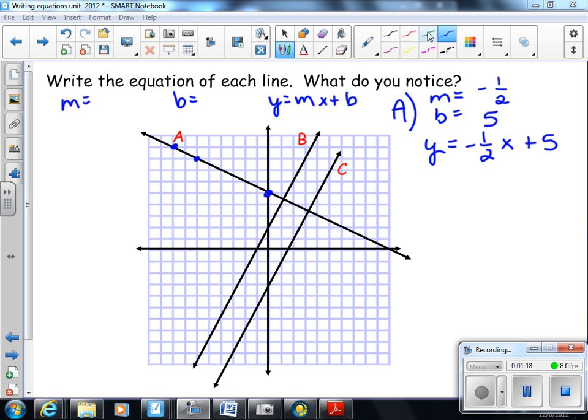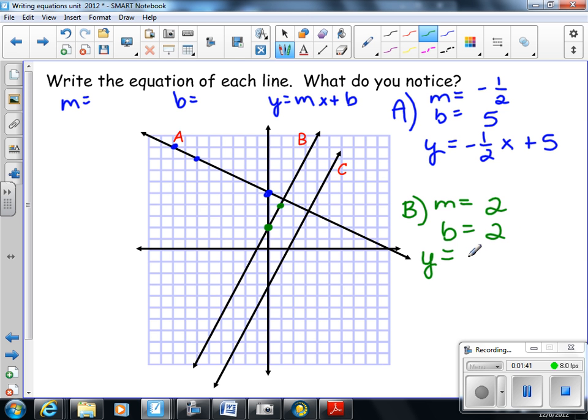All right, let's do B. Okay, let's find the slope first. It's a positive slope. Let's just pick those 2 numbers, up 2 over 1. So my slope is a positive 2. My y-intercept looks like it crosses the y-axis at (0, 2), so your y-intercept is 2. Your equation is y equals 2x plus 2.